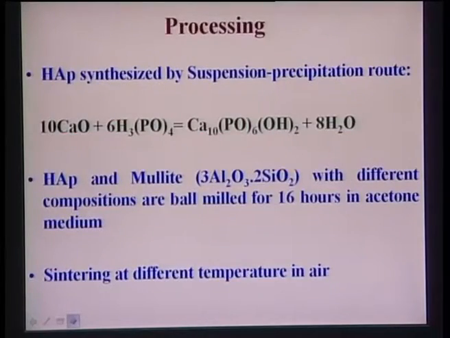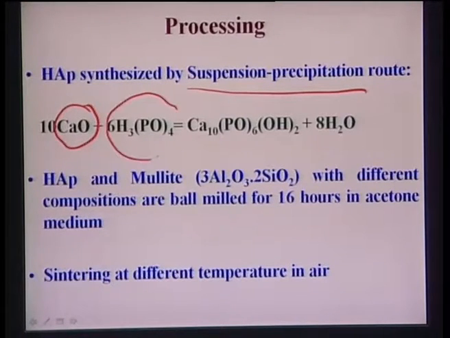Now, typically in the laboratory scale synthesis route, hydroxyapatite can be synthesized by what is known as the suspension precipitation route. Now, what is the suspension precipitation route? You can start with calcium oxide as a precursor. Another precursor can be orthophosphoric acid. Now, you can allow this calcium oxide and orthophosphoric acid to react, and that reaction produces hydroxyapatite.